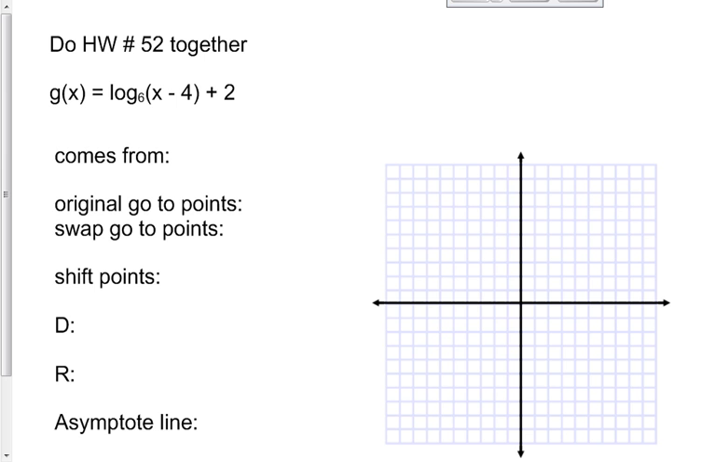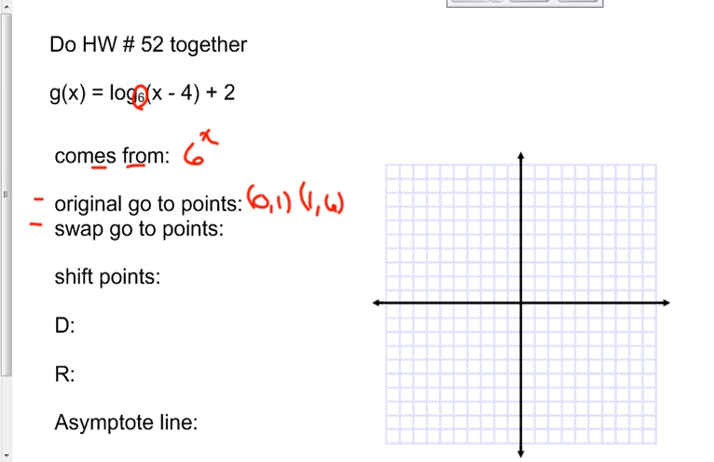Last one we're going to do is question number 52. This is from your assignment. I thought we could work this one together, make sure everybody is okay on this one. G of x equals log base 6 of x minus 4, and then plus 2. First you need to know what it comes from. That's going to help you with your go-to points. So check your base. What base are you in? That means this came from 6 to the x. So those original go-to points, (0, 1), (1, 6).